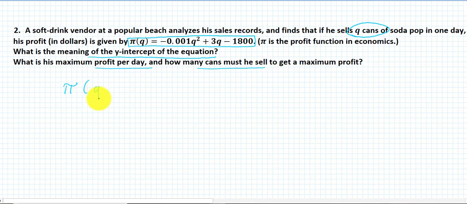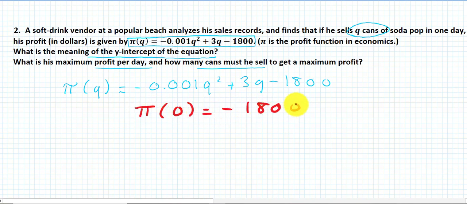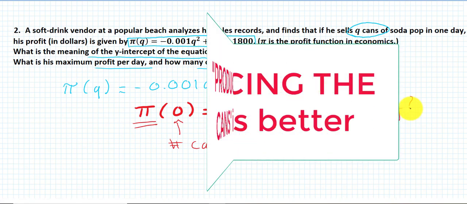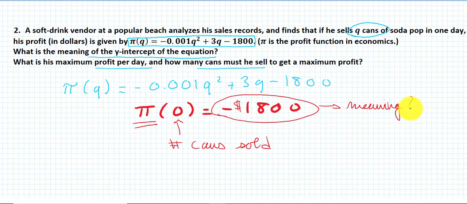So first, let's find the meaning of the y-intercept. So pi of q equals negative 0.001 q squared plus 3q minus 1800. So the y-intercept is when q equals 0. So pi of 0 is negative 1800. Now remember, pi indicates the daily profit. 0 is the number of cans sold. So if the vendor doesn't sell any can, his profit is negative $1,800. What does it mean that the profit is negative? Well, the profit is the money that comes in from selling the cans minus the money that goes out from preparing the cans or maybe buying the can at a reduced price, right? So of course, if he doesn't sell the can, it's going to be at a loss. He's going to be losing $1,800. He probably bought the can from a bigger vendor and he hasn't sold any.